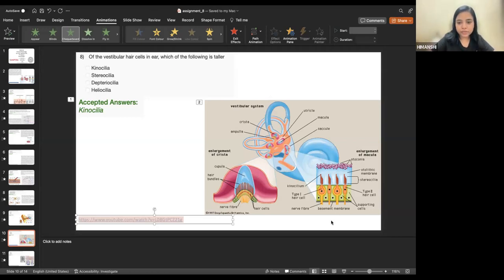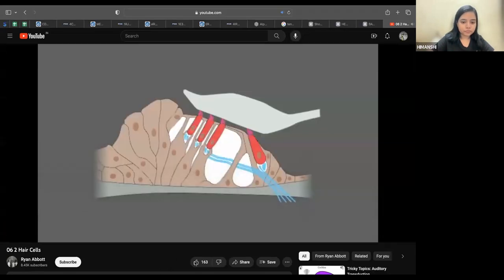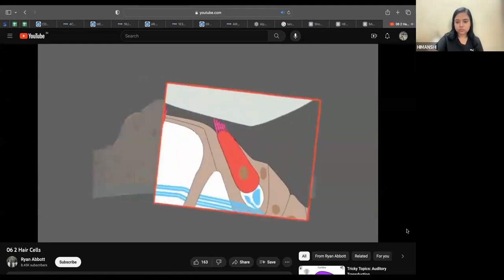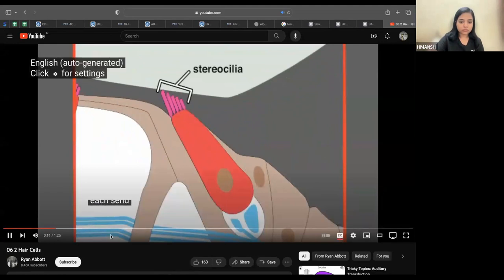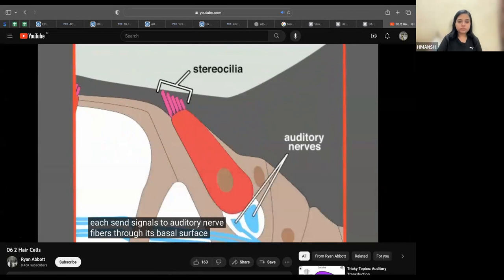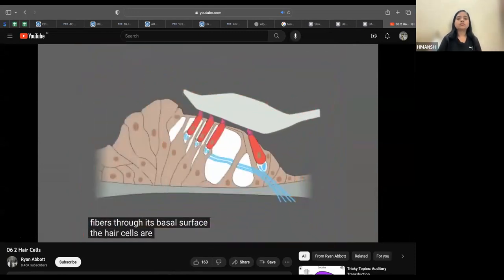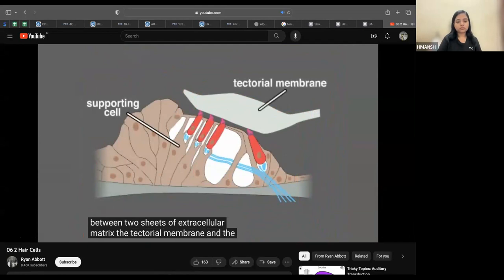Here it is. The sound-sensitive cells within our ears are called hair cells. Each has a tuft of spiky extensions called stereocilia on its upper surface, and each sends signals to auditory nerve fibers through its basal surface. The hair cells are embedded in a layer of supporting cells and are sandwiched between two sheets of extracellular matrix, the tectorial membrane and the basilar membrane.